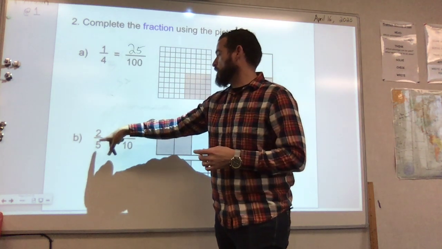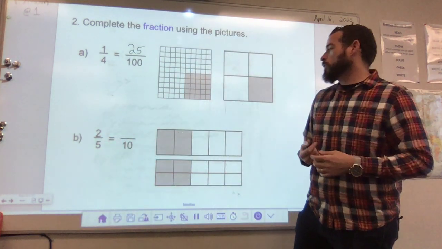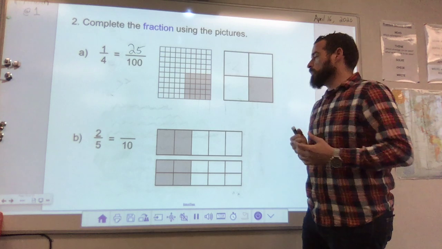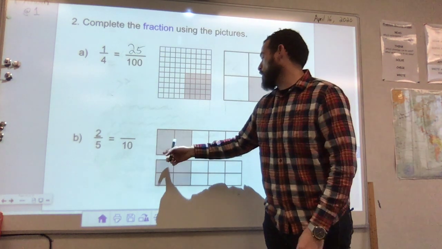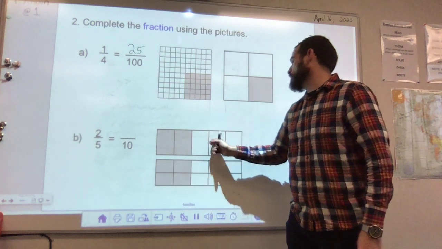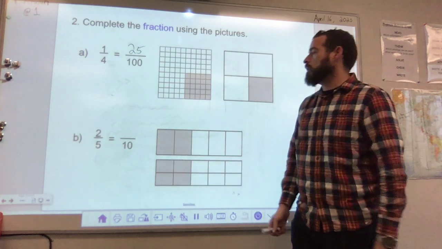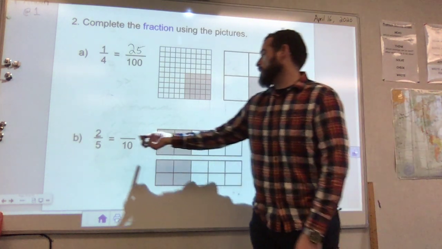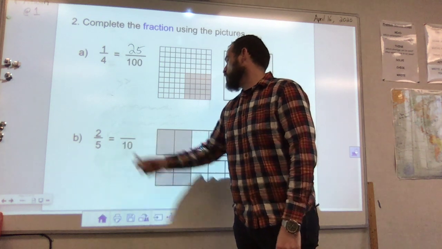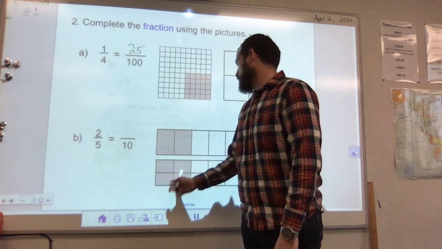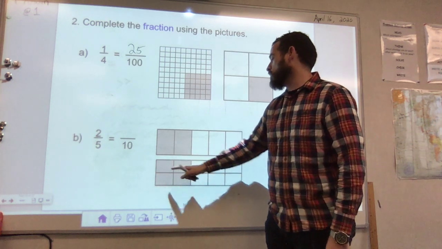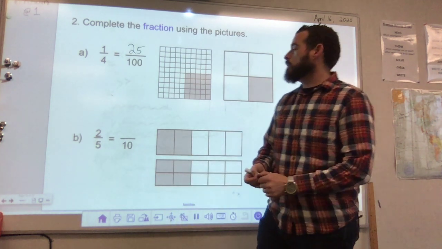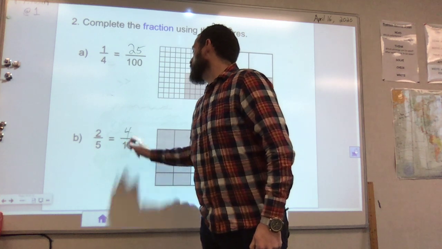So last one here, B. 2/5 equals something over 10. So I've got 2/5, which I have represented here, because I've got 1, 2, 3, 4, 5. 2 are shaded. Then to find the other one, okay, I know my denominator already, so I know I have 10 equal parts. Then I just need to count what is shaded. 1, 2, 3, 4. So 4/10.